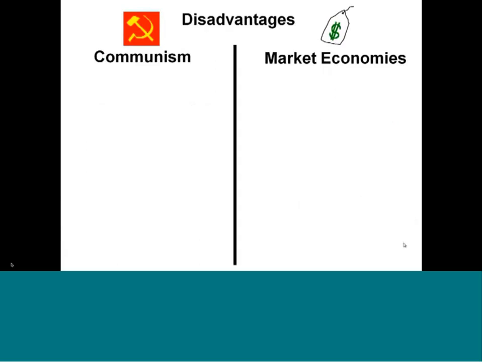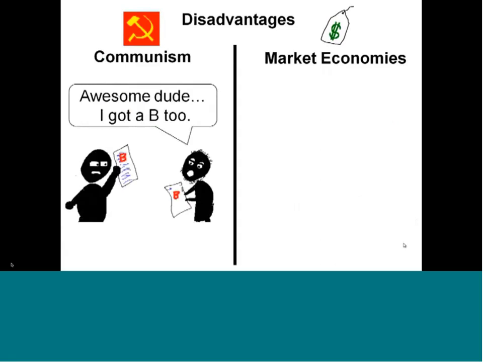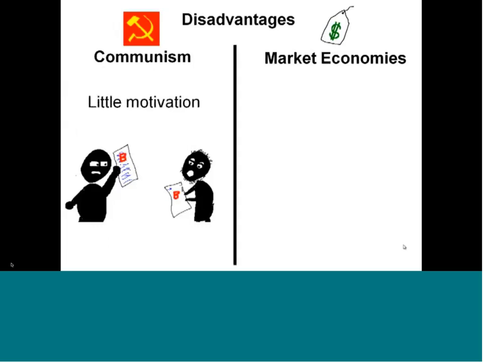Disadvantages of communism and market economies. Under communism, everyone gets the same, regardless of how much they contributed, regardless of how hard they worked, regardless of how smart they are. It's all about equality. So in this case, the student who didn't do any work got a B, but so did the student who worked very hard. There's little motivation.